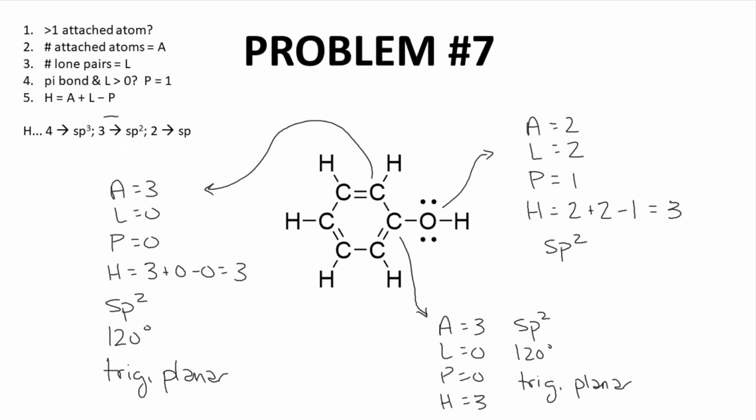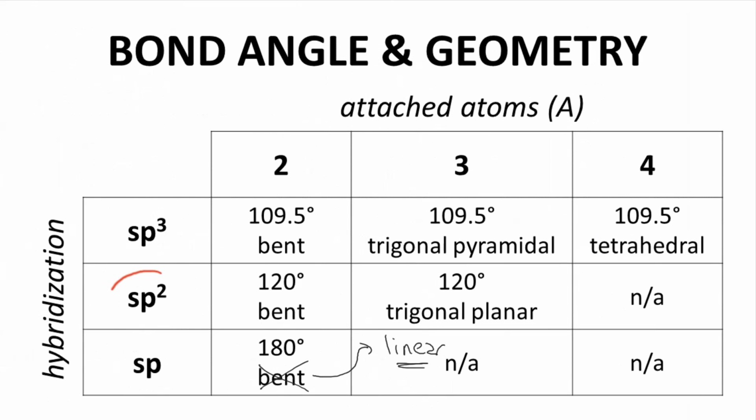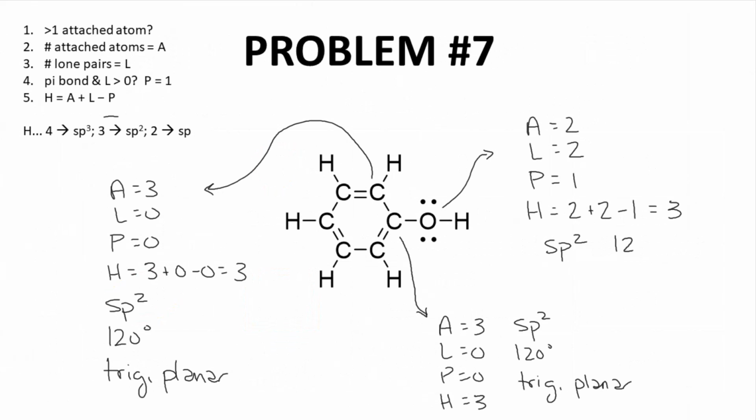So let's take a look at this. We have sp2 and 2 attached atoms. Let's see, sp2, 2 attached atoms. This is a new one that we haven't seen before. This is going to have a 120 degree bond angle, and it's bent. So 120 degrees approximately, and bent. Okay, great. That is question number 7.